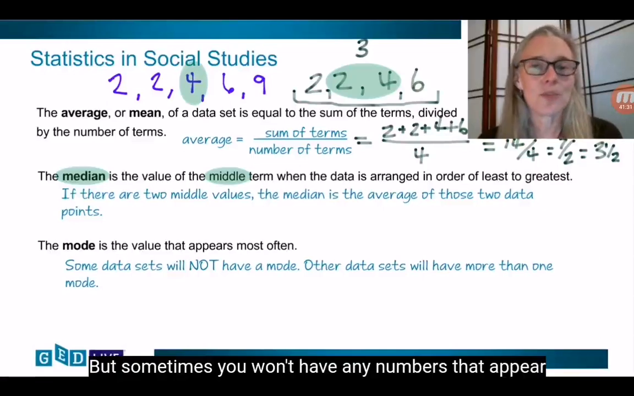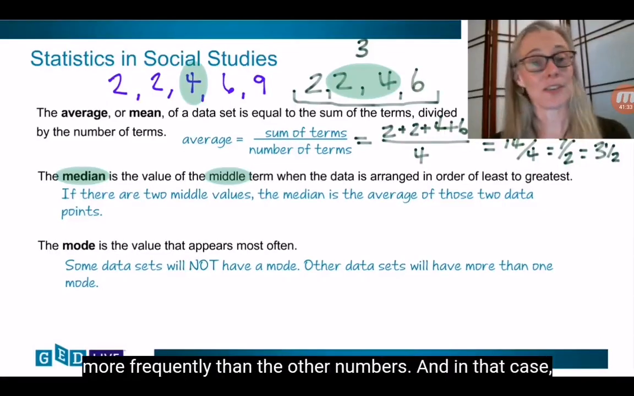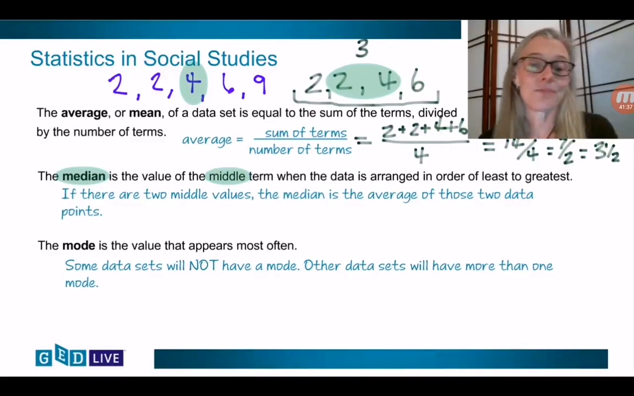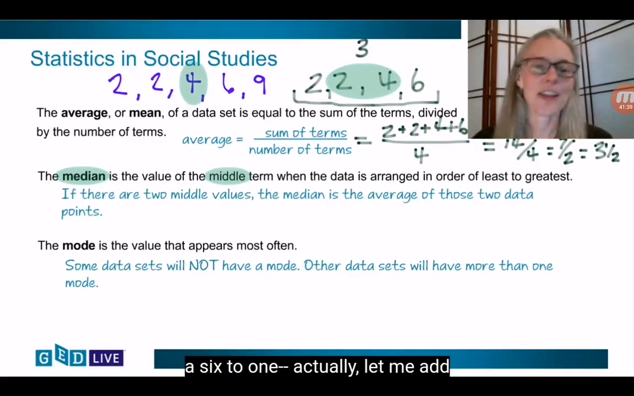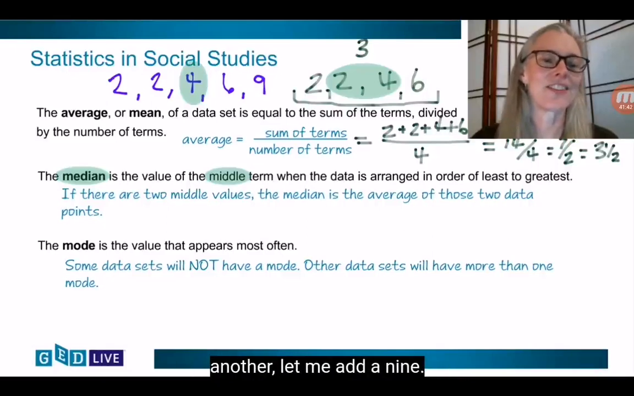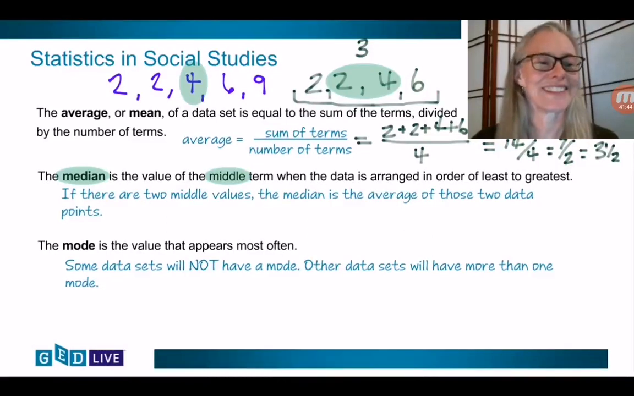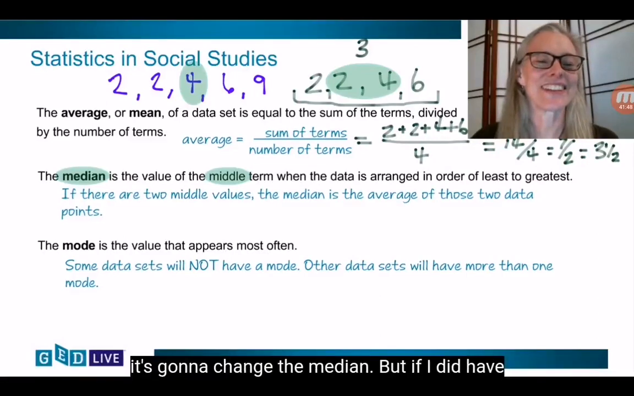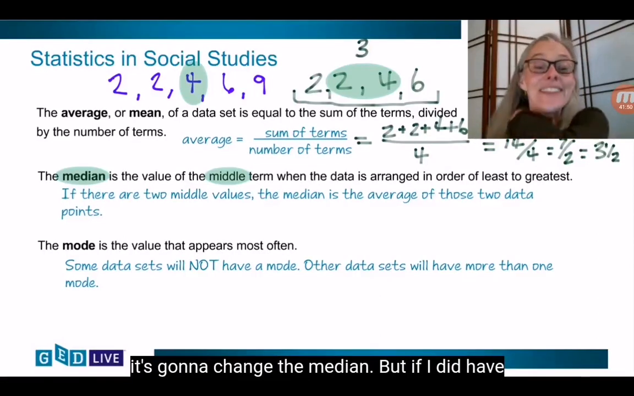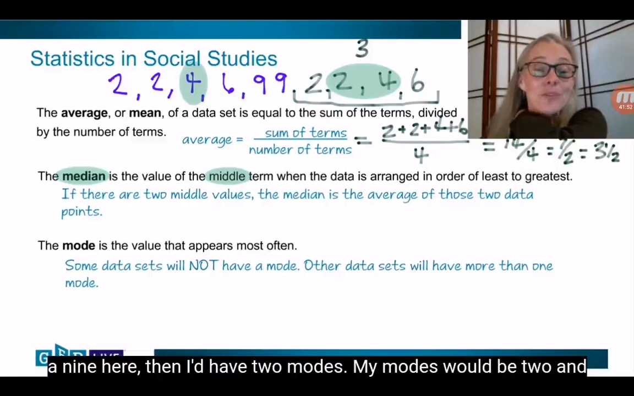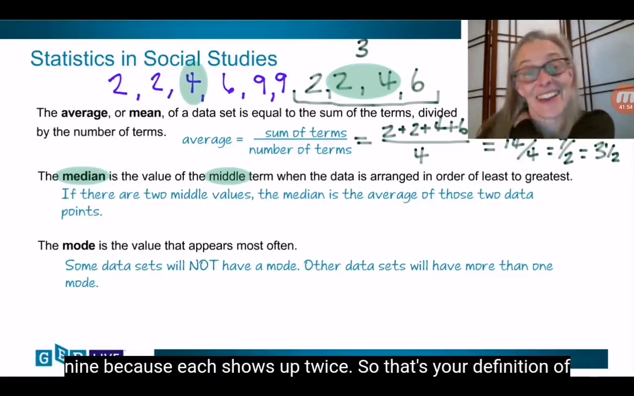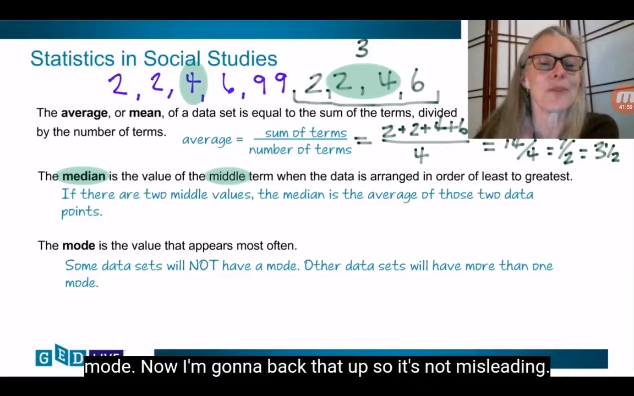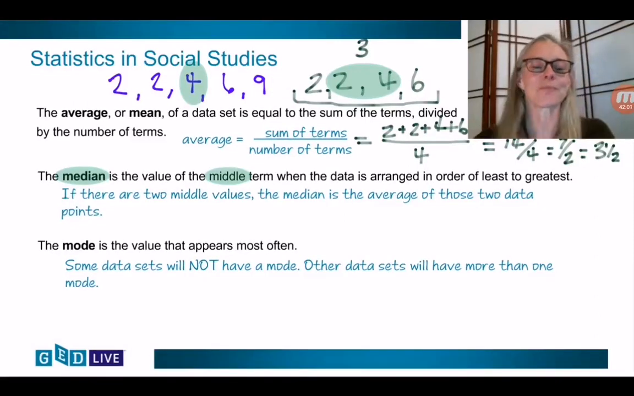But sometimes you won't have any numbers that appear more frequently than the other numbers, and in that case there's no mode. And actually, let me add a 9 to my first set up here. Actually, I don't even want to do that because it's going to change the median. But if I did have a 9 here, then I'd have 2 modes. My modes would be 2 and 9 because they each show up twice. So that's your definition of mode. Now I'm going to back that up so it's not misleading.